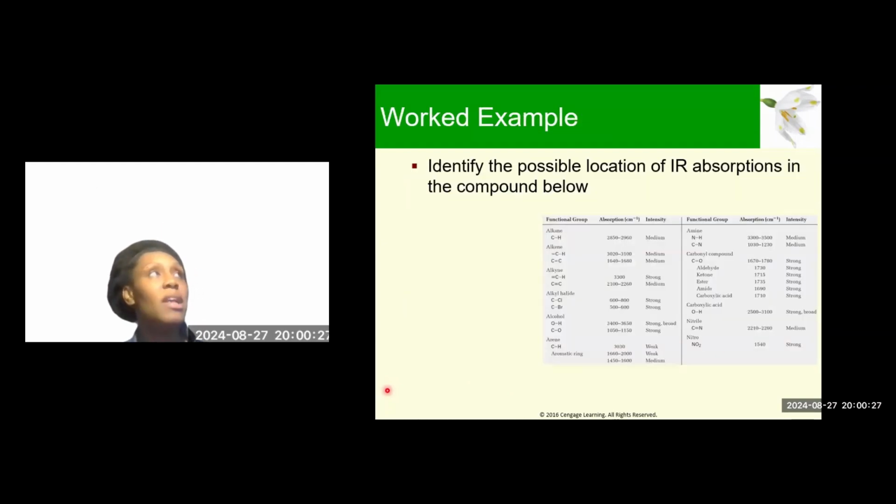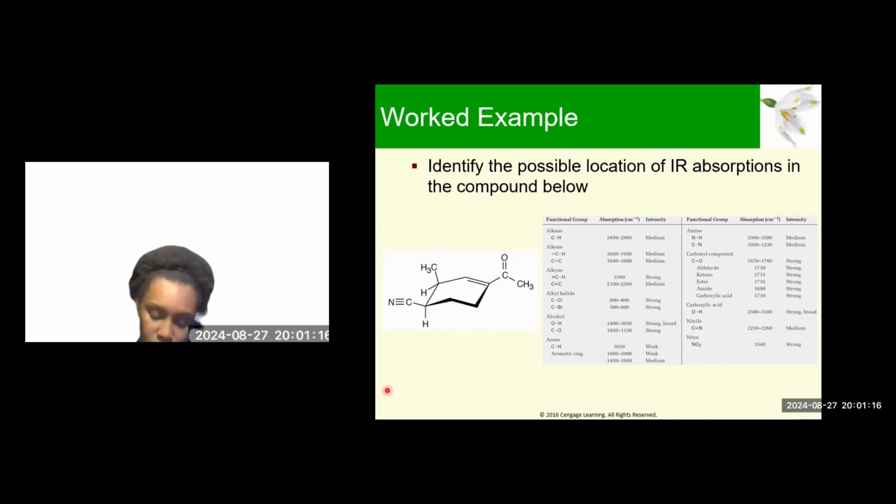All right, so let's do an example. Let's see if we can identify the possible locations of IR absorption in the compound below. When you're looking at this, the first thing that you're going to want to do is identify your functional groups. So let's do that together. You have this here, which is a ketone. You have this portion here, which is an alkene. And then you have this right here, which is a nitrile.